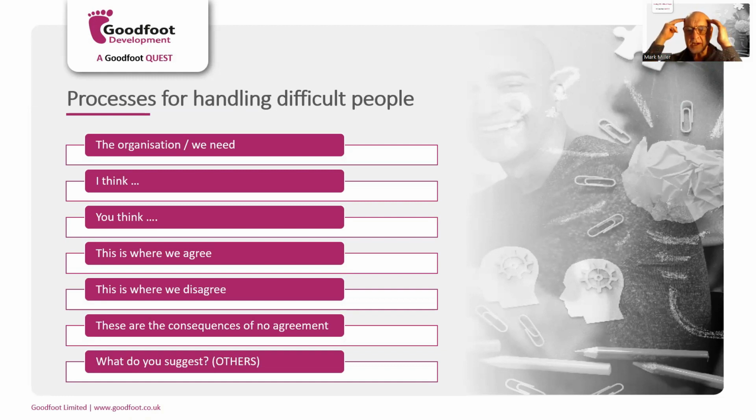You can see what you're doing is calming your own mind down by observing and describing what is happening. These, and this is very important, are the consequences if we do not agree. This is what's going to happen to the organization, to the business, to the team if we don't agree. So what do you suggest, given that we disagree at the moment? We can bring others into it if you wish, but what do you suggest?